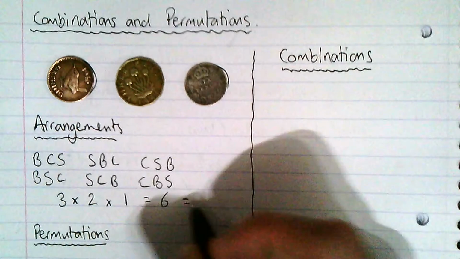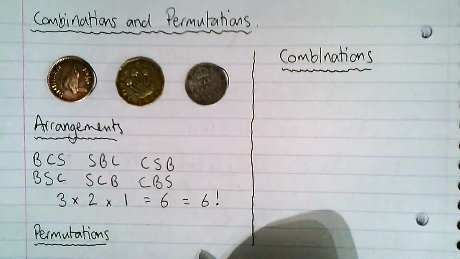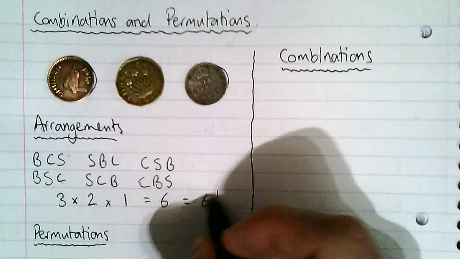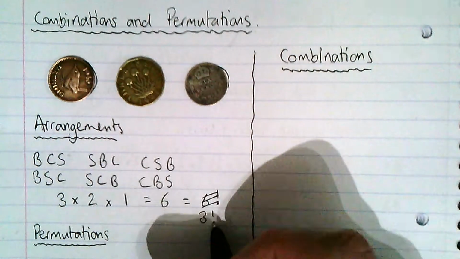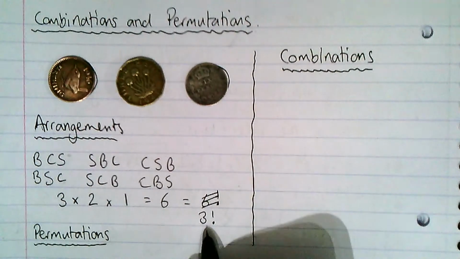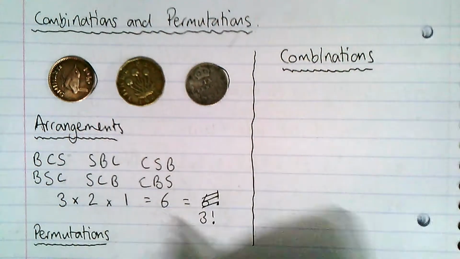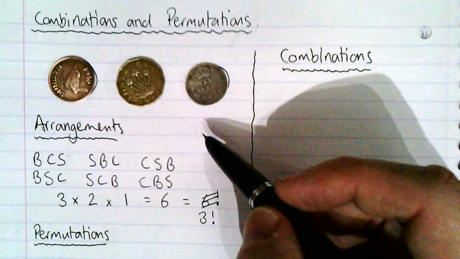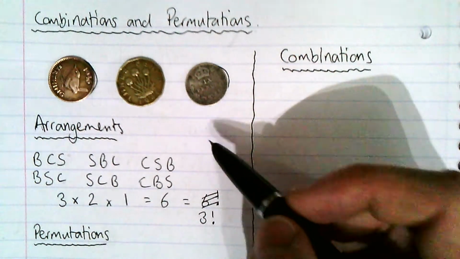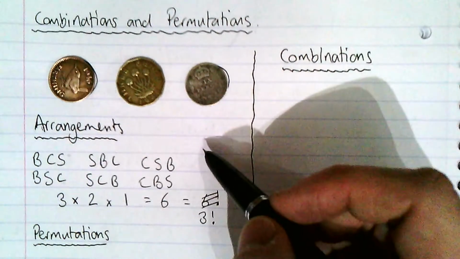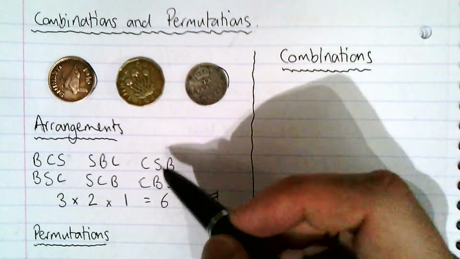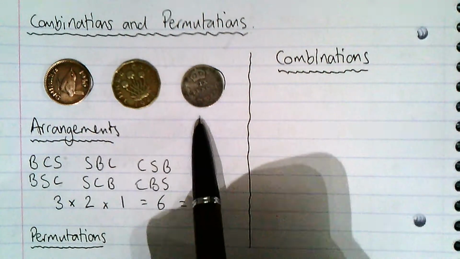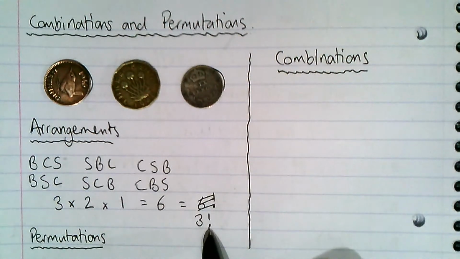Now this here is what's called a factorial. We use an exclamation mark to denote a factorial. So 3 factorial here is 3 times 2 times 1, which gives us 6. If I had 4 items and I wanted to know how I rearrange 4 items, it would be 4 factorial, which is 4 times 3 times 2 times 1. So if you're asked how many different ways there are of arranging things, it's the number of items that you've got with the exclamation mark, which is factorial.